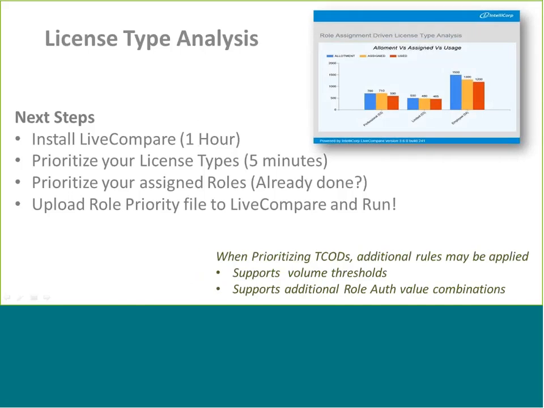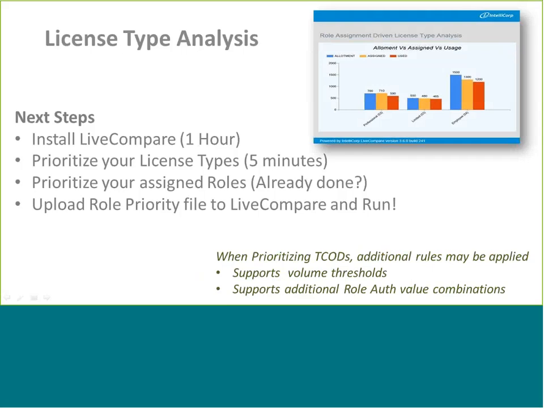Okay, so in summary, you install LiveCompare, which takes about an hour. Prioritize your types, it takes about 5 minutes. Your roles might be already prioritized, and then run. And then a couple keynotes here: when prioritizing T-codes, additional rules can be applied within LiveCompare. So we support volume thresholds, and any kind of combination of authorization rules. Maybe you have different activities within the same transaction, and if you use a transaction, say, over 100 times, and it has an activity 01, that enables it to be full professional. You can put those conditions right in LiveCompare.